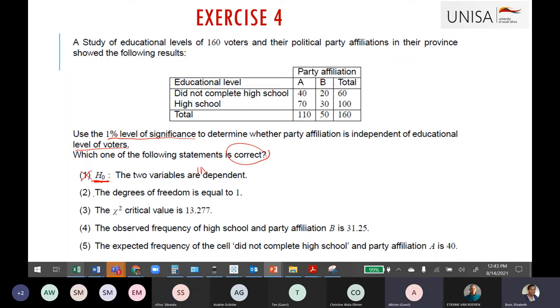I'm going to skip that one. Oh, no, I'm not going to skip it. Let's do that. Find the degrees of freedom. Remember, it's number of rows minus one times number of columns minus one. How many rows do we have? Two. Two minus one. How many columns do we have? Two minus one. And that will be 2 minus 1 is 1 times 2 minus 1 is 1, which gives us 1. Which means that statement is correct.